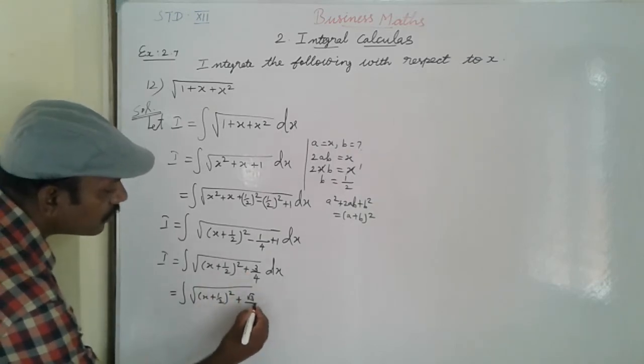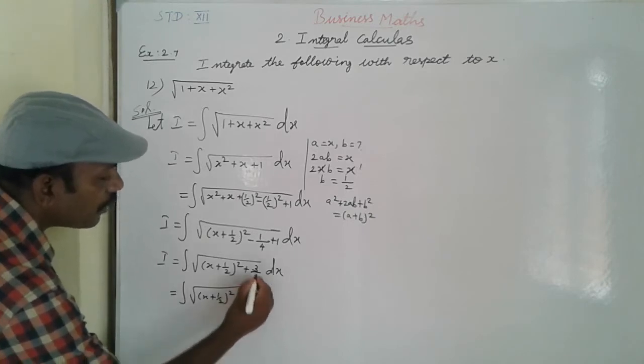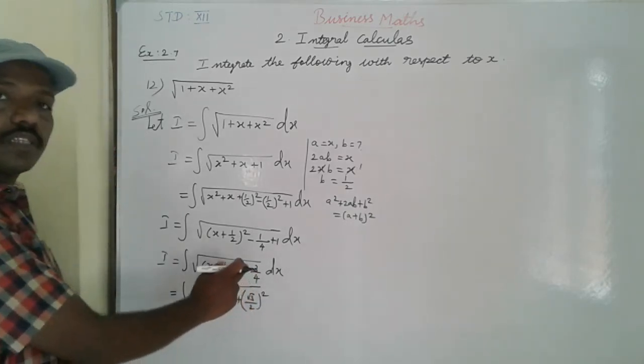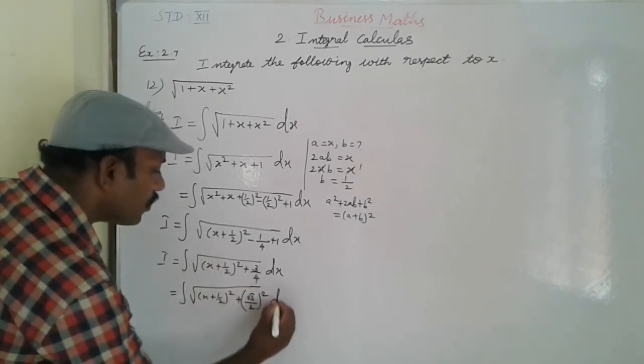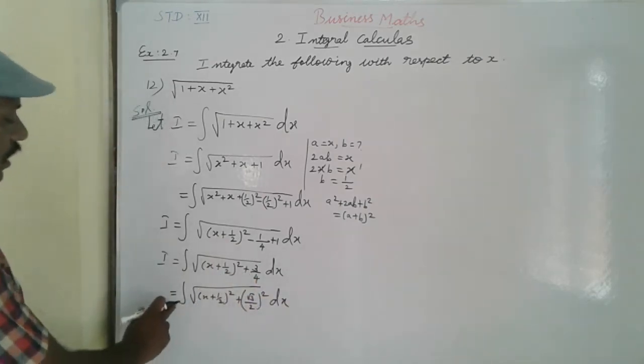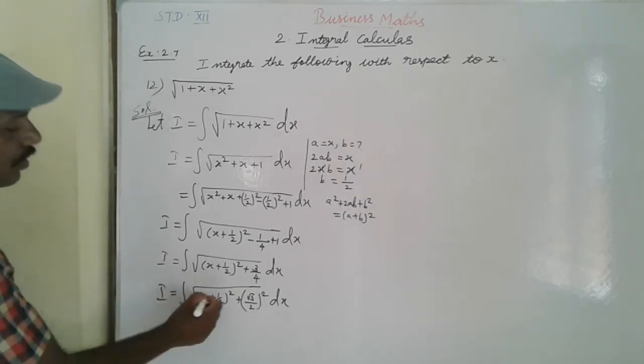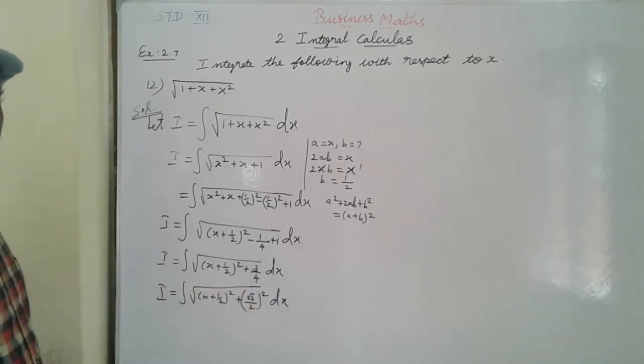We should write 4 is 2. Its whole square is 3 by 4. So root 3 whole square is what? 3. 2 square is what? 4. So it is the integral of root of x square plus a square into dx format.